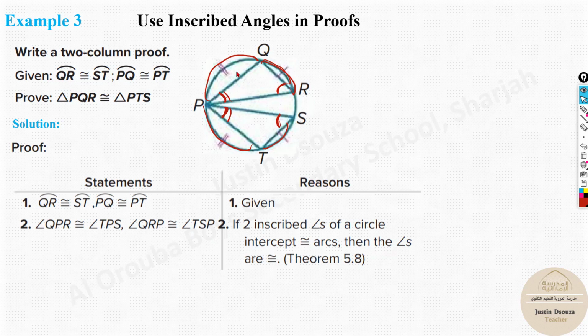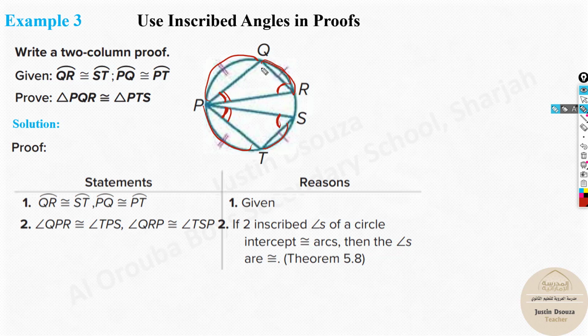Now we need at least one side, this or this, then we can do angle side. Now we can't have this because it'll be side angle. You can do this side. Let's see, QS and ST, are they equal? Yes, they are equal. Why are they equal?